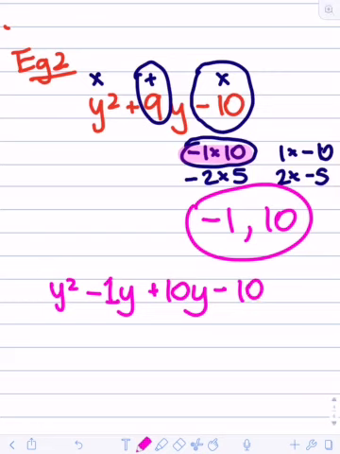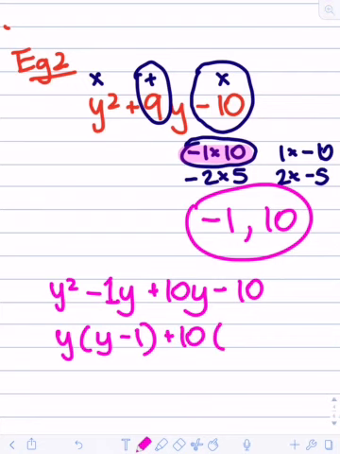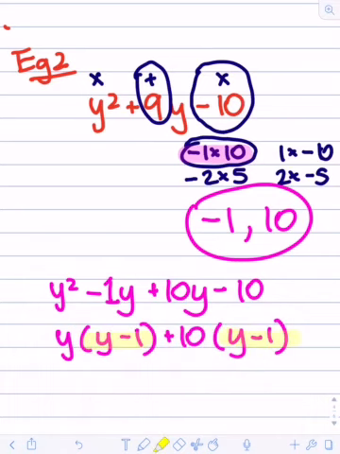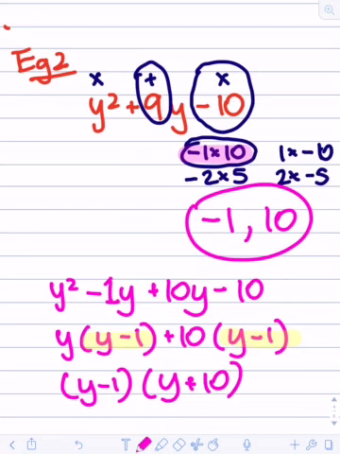The first two, y squared minus y, the highest common factor is y. I need another y minus 1. Then 10y and minus 10, the highest common factor is 10. I need another y minus 1. Here, you can see that y minus 1 is the same, so I can write it once. y minus 1 and y plus 10. You'll see here, again, my answer is minus 1 and 10, my two numbers that I found here.